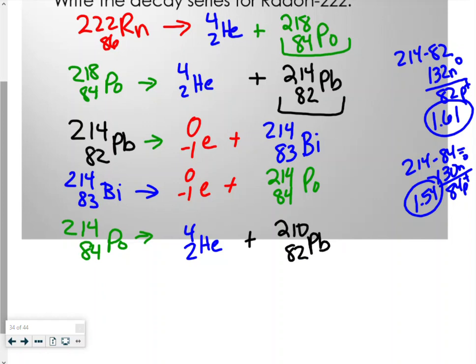Okay, so let's check our ratio here. See what we have. We have 128 neutrons over 82. And what does that end up being? 1.56. Ratio did not improve. Let's keep going.